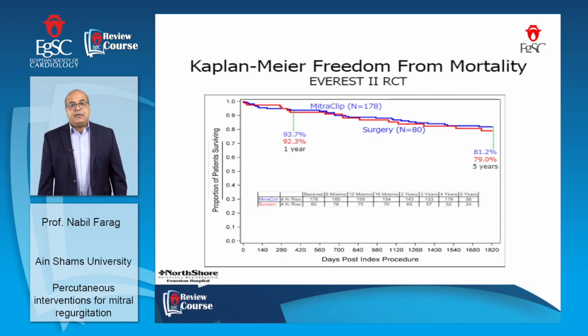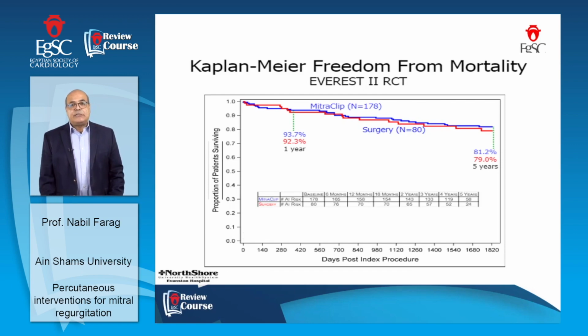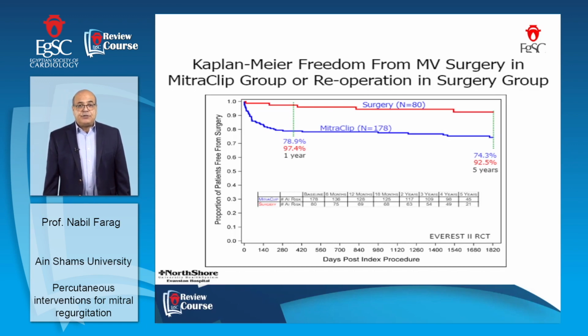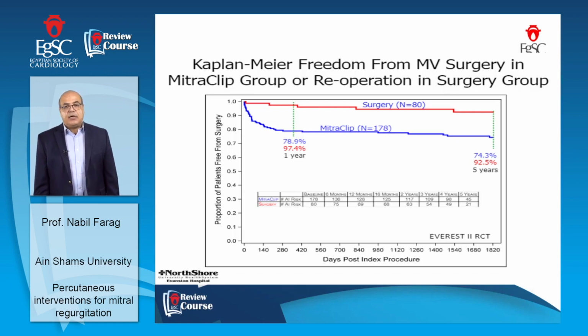Again, regarding freedom from mortality in the EVEREST II randomized trial, comparing surgery and percutaneous mitral valve repair, there was no significant difference in freedom from mortality between both groups. But for freedom from mitral valve surgery, those patients with the MitraClip required more surgical intervention as compared to those who did surgery. The number of patients who required reoperation after surgery was significantly less than those who did mitral valve clip repair and required surgery after that.